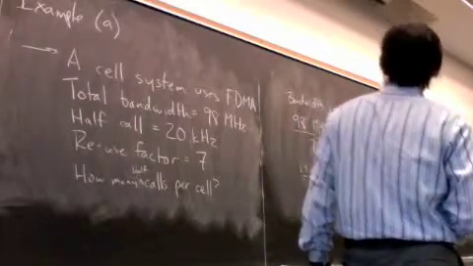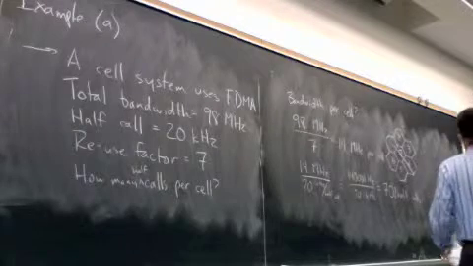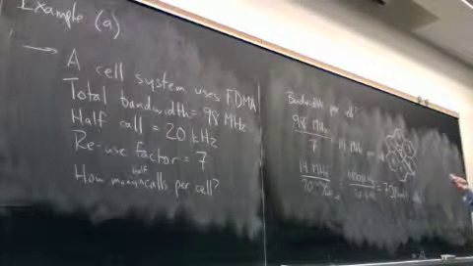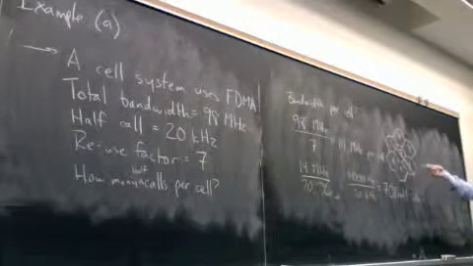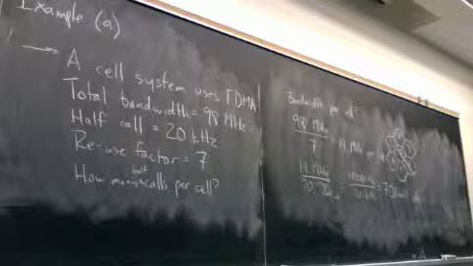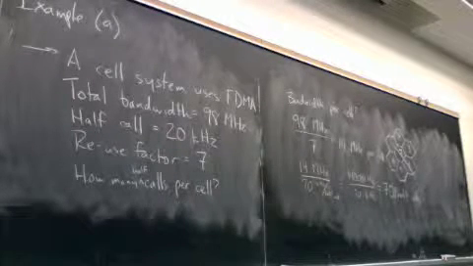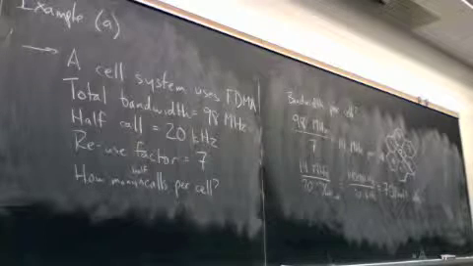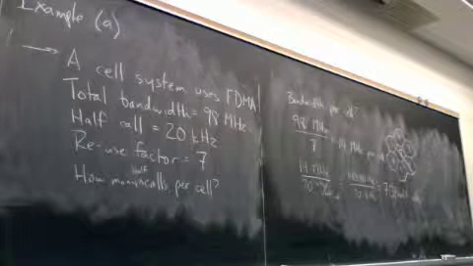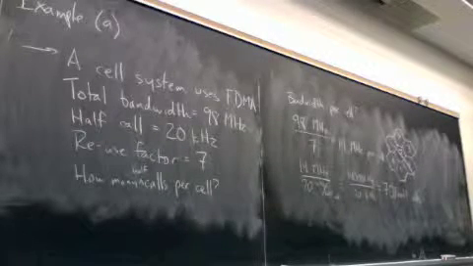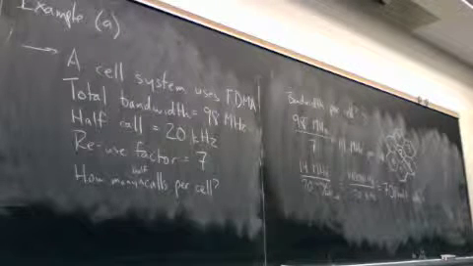Okay, so 700 half calls per cell. So in other words, in each of these regions, there can be 700 people simultaneously making a phone call. That's not the number of active terminals that you can have.